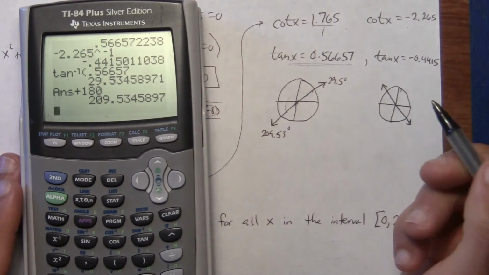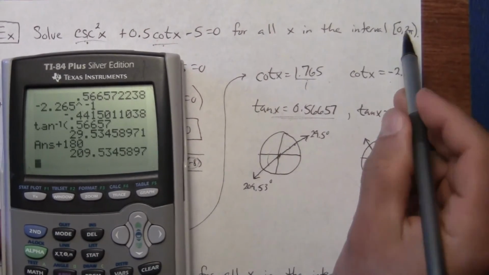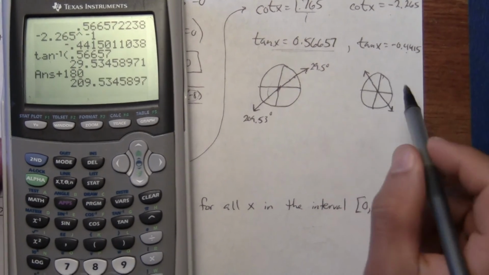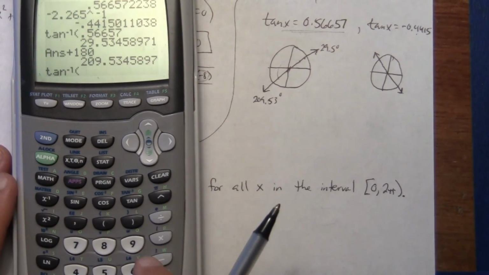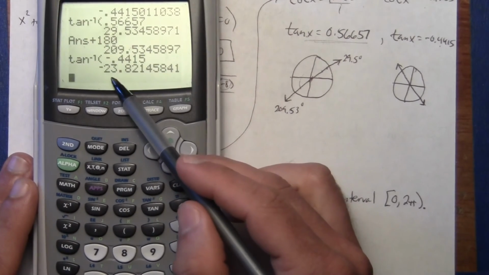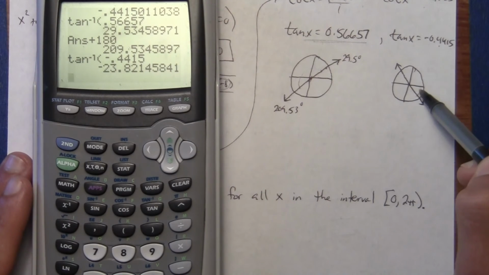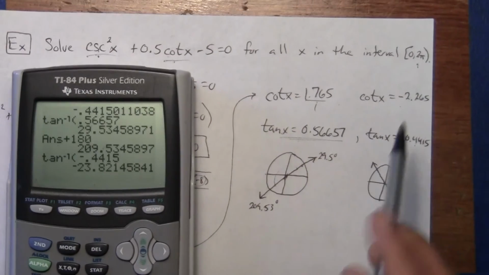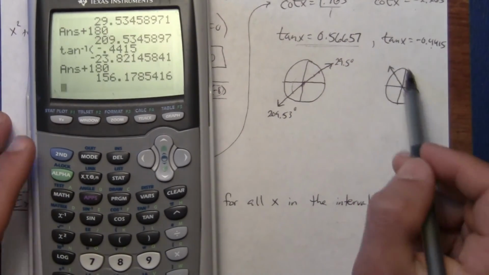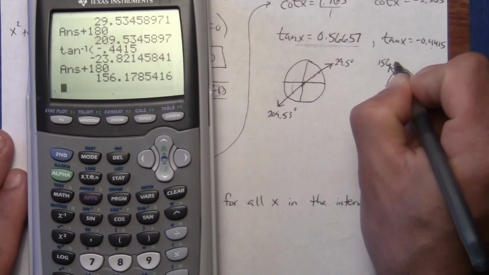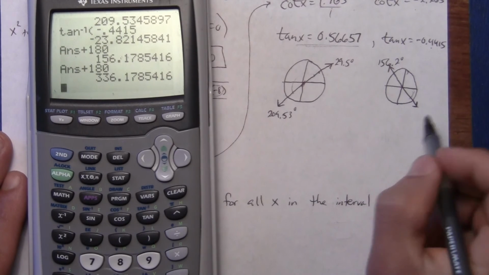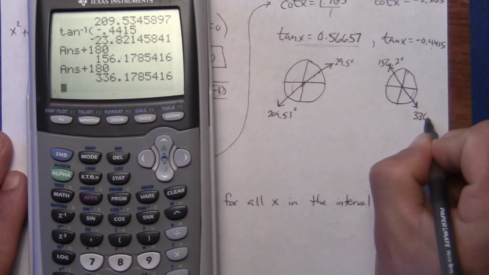Now, these are degrees, and they want radians, according to the restriction that they gave you, so you'll have to convert those to radians, which we'll do in a second. Same thing here. If I want to figure out what these angles are, type in the tangent inverse of negative 0.4415, and remember, that is this. It's negative 23.8. They're going to want positive angles because of the restriction. So I'm going to add 180 to it. That's going to give me this one, 156.2, let's say that is. And then add another 180 to it. That'll give me this one, which is 336.2.